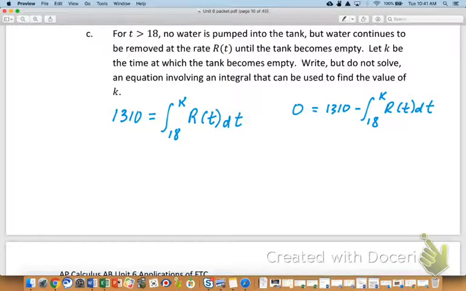For the equation of R, I kept it as it is. I didn't put a negative sign. Okay. Well, response, thought? What I did is I did the integral equals 0 minus 1310. Say it one more time. The integral equals 0 minus 1310, because 0 would be like x of K, and 1310 would be x of 18.